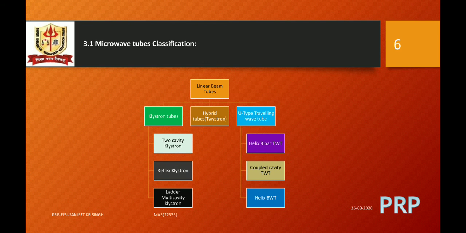Mostly we are studying here the O type of microwave tubes, called linear beam tubes, under which there are the subcategories klystron tubes, hybrid tubes, and the traveling wave tube. Under the klystron tubes we have the subtypes: two cavity klystron, reflex klystron, and with multiple cavities, the multi-cavity klystron. Then in the O type TWT we have the helix TWT, coupled cavity TWT, and helix BWT.